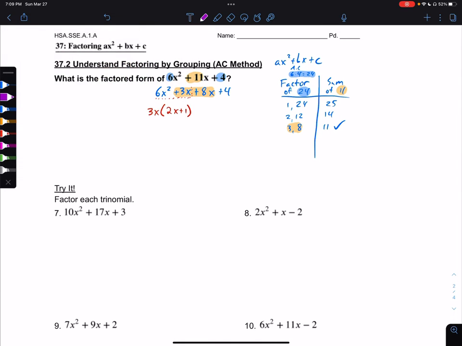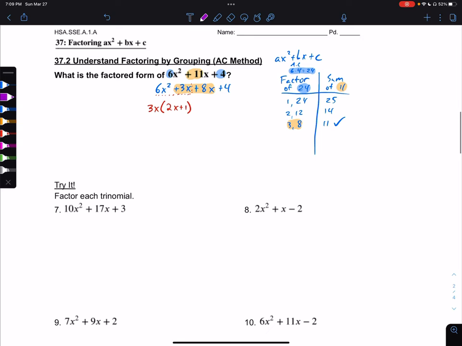Now you're going to do the same thing for the last two terms. So we're going to look at 8x plus 4. And the GCF of 8x plus 4 is going to be a positive 4. And again, if I divide each term by that GCF, I get 2x plus 1. Now, what's important to note here is that these two groups should be identical at this point.